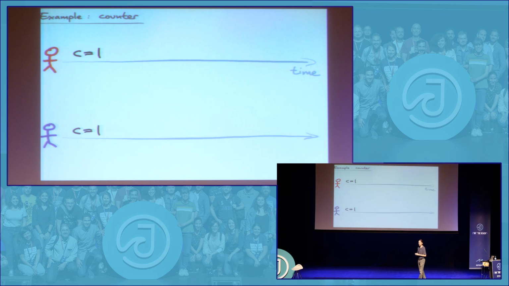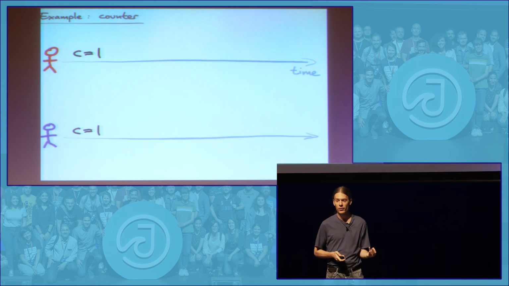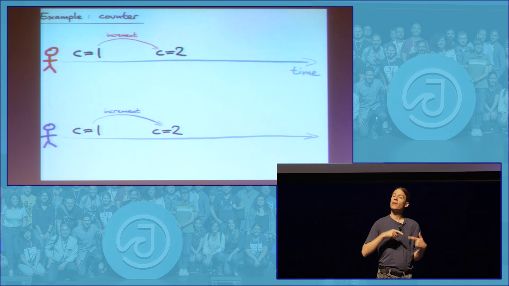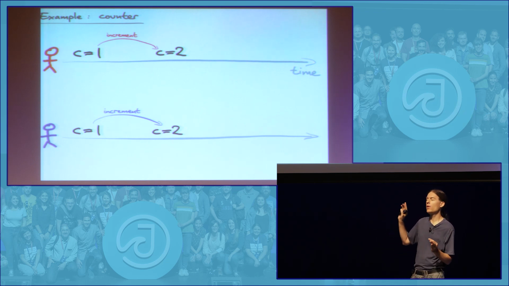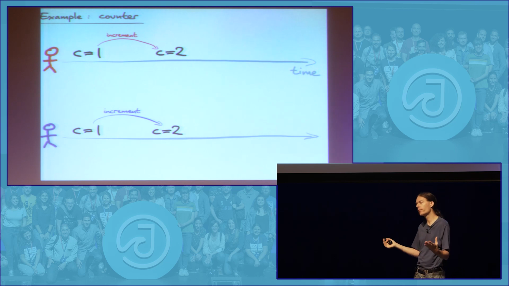So a counter is just an integer which you can increment or decrement. Let's say both users start off with a counter value of 1, and both users independently increment the counter. Notice that these two users are in the same state afterwards. They both have a counter value of 2. But if we want to merge these two together, if we simply take 2 as the final value, we've lost some information. Because actually what happened here was the initial value was 1, and 2 increments happened.